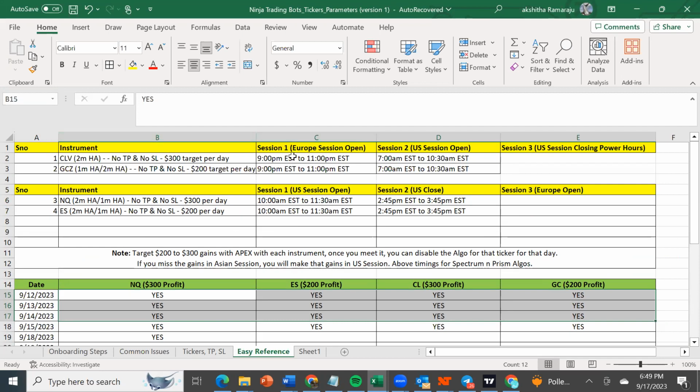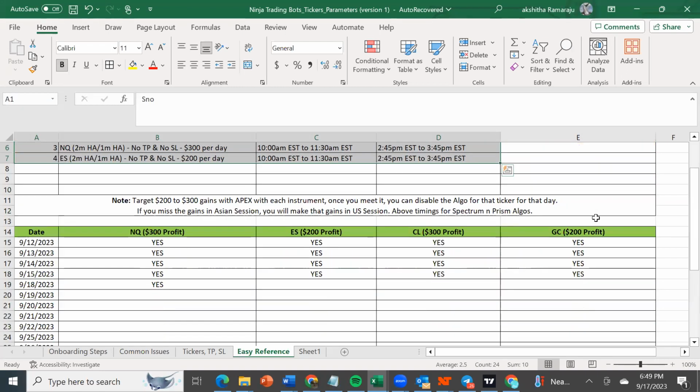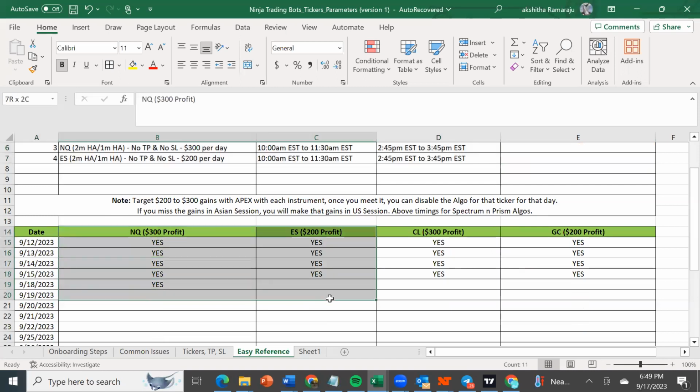Or for CL, if there is an order, it will see whether the time now is between 9 p.m. EST to 11 p.m. EST, or 7 a.m. EST to 10:30 a.m. EST. Then it will take a trade. If not, it will not take a trade. So yeah, these are the timings we will follow, and these are the targets we will follow.